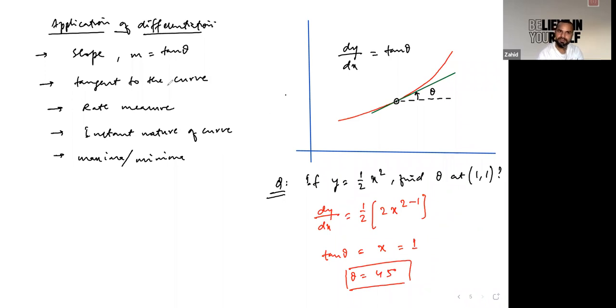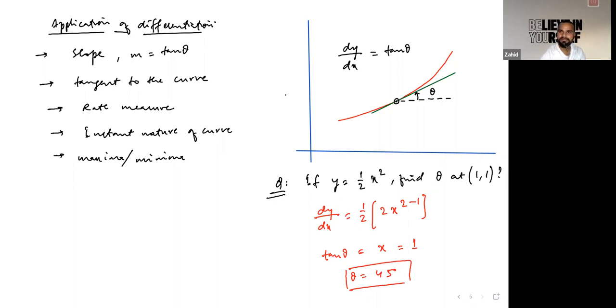Now, the next part is to define the tangent to the curve. A tangent is a line which touches the curve at a single point. That's why I have drawn a single line to this particular curve at this particular instant. Third is called rate measure. Rate measure means the change of a quantity with respect to some other quantity. For this, I'm giving you one problem.